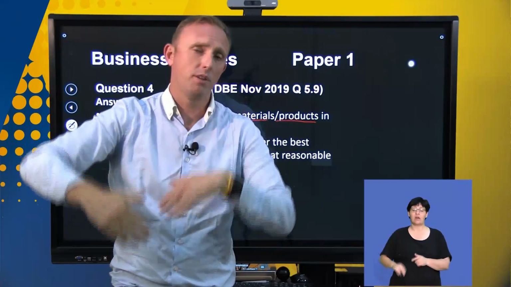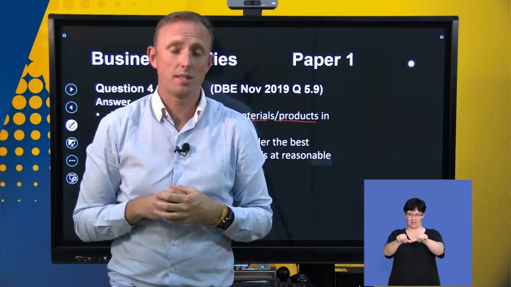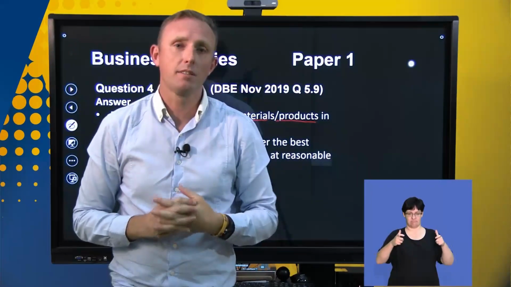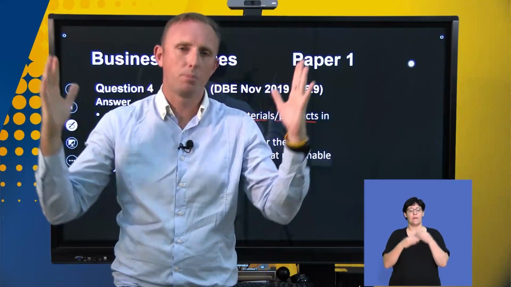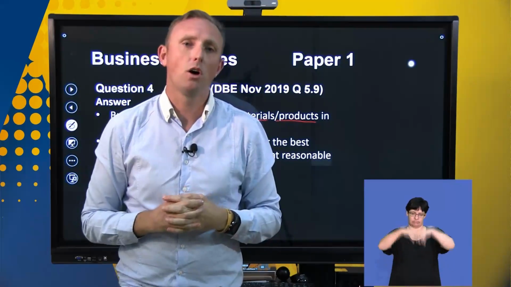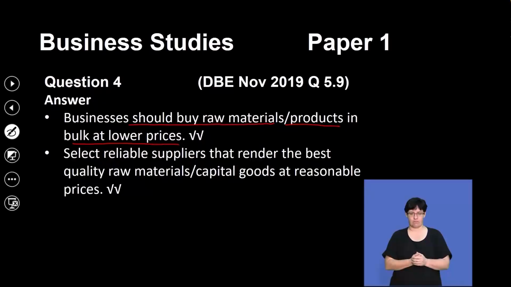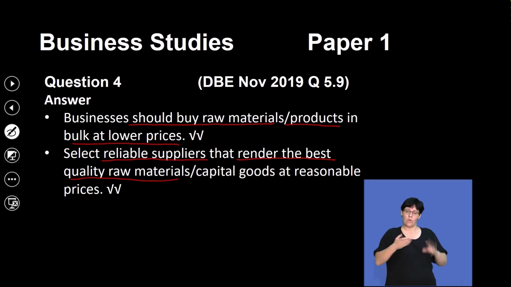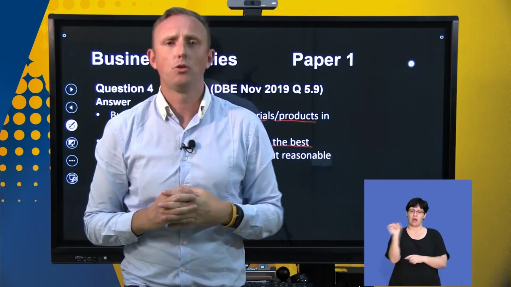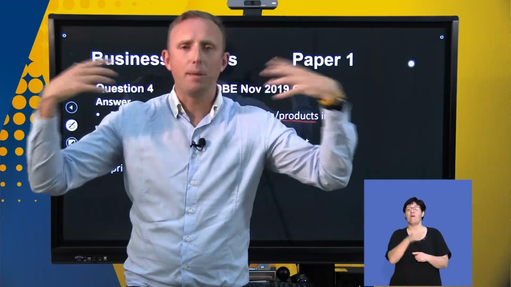If we make more profit, chances of our business being more sustainable are going to increase significantly, and it will also help prevent the business from taking big knocks when there's a financial downturn in the economy. We have to select reliable suppliers that render the best quality raw materials at reasonable prices. So if you look at Rolls-Royce, they are going to go and buy leather from the best leather makers in the world, because that's what their product is about. Their product is all about quality.